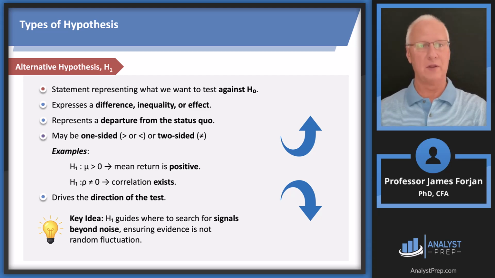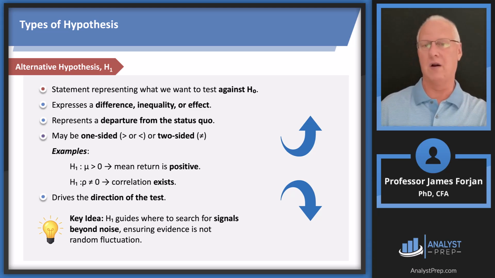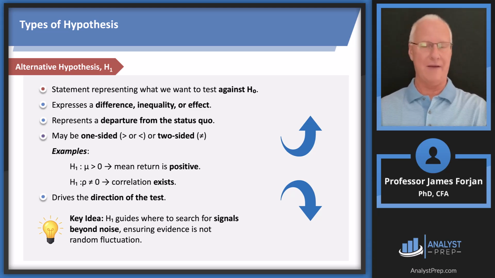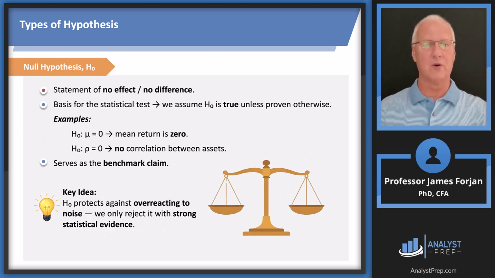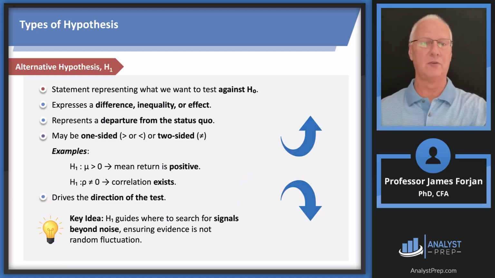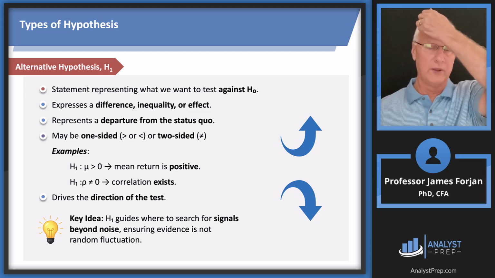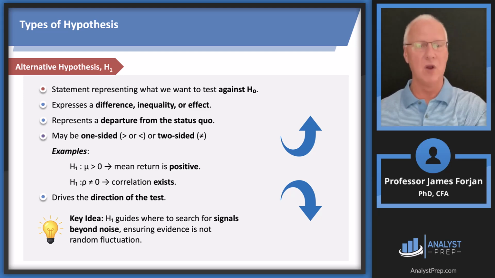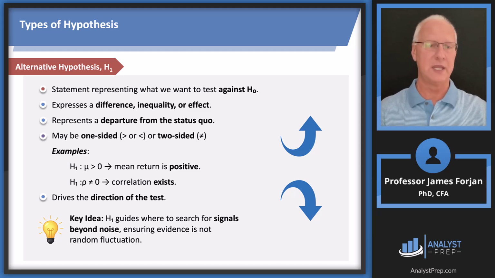Now, what's interesting about the alternative hypothesis and the null hypothesis is that they don't have to have the same sign. And let me go back here real quick. Here we have the example that the mean return is 0. So the alternative hypothesis could be that the mean return is not equal to 0. Or we could say the mean return is positive, or the mean return is negative. So this is an important concept, this idea of a one-sided or a two-sided test.